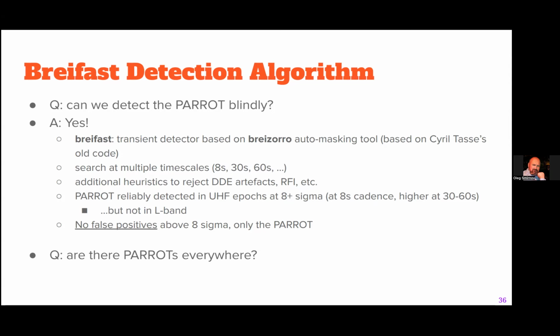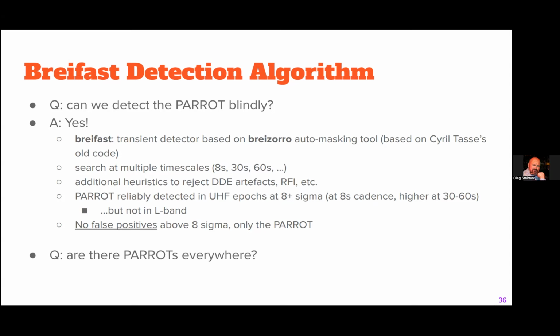But Bryfast is basically, well, it's a peak finder, but it's got a whole lot of heuristics in it to mask out all that horrible stuff that's associated with bright sources and that's causing false detections. And after some tuning, it started to work very well.